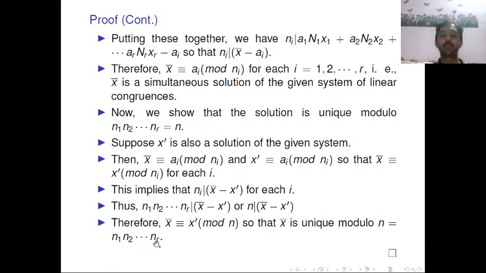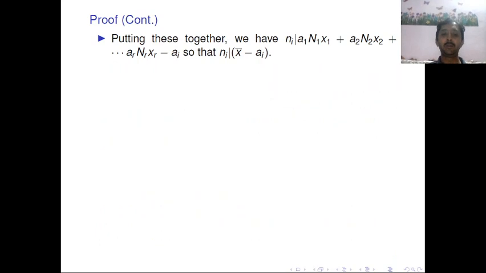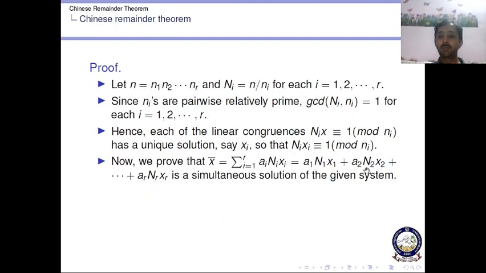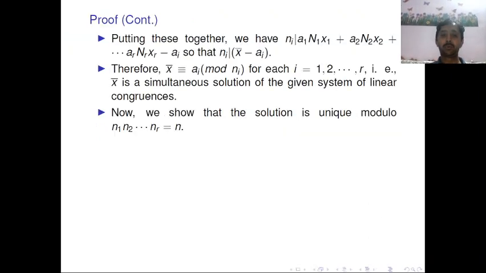So this proves that the solution x bar that we have achieved, which is given by, what is x bar given by? x bar is basically the expression a1 N1 x1 plus a2 N2 x2 and so on plus ar Nr xr, is going to be a simultaneous solution, and it is going to be unique modulo n1 into etc. nr. So this completes the proof of this theorem.